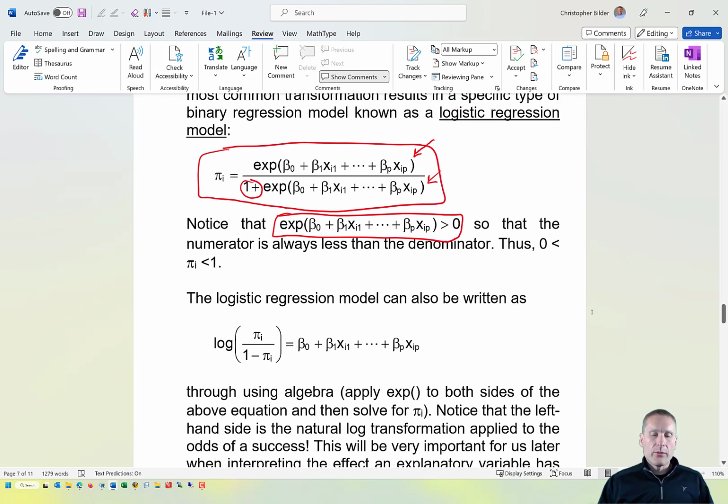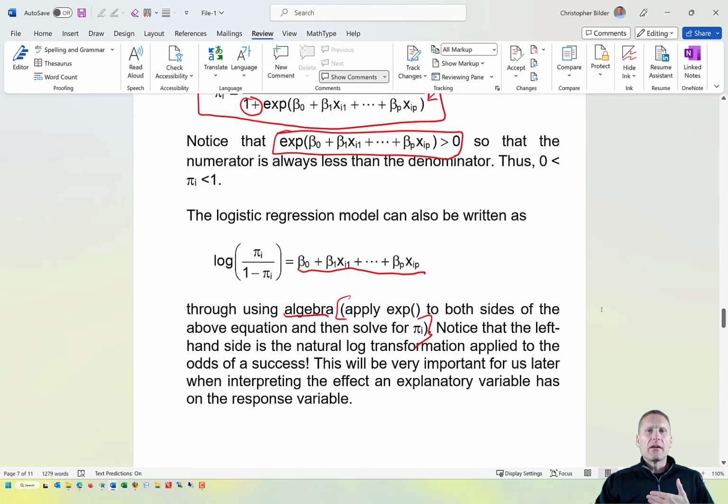Now what one could do is rewrite this model using some algebra so that I only have this linear combination on the right side of the model, and on the left side of the model I have the natural log of pi sub i over 1 minus pi sub i. Again, just through using some algebra. Make sure you can do this on your own. Here's a little bit of a hint about how to do it if you're not 100% sure immediately.